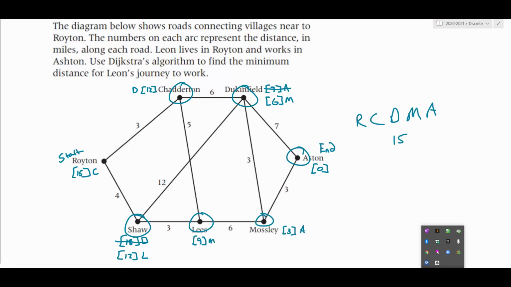Right, and something else that I like to do, I like to highlight the route, just so I can physically see it here on the paper. Right, so we're going from Royton to Chatterton, then from Chatterton to Duncanfield, then from Duncanfield down to Mossley, and then from Mossley to Aston. So there's our shortest route.